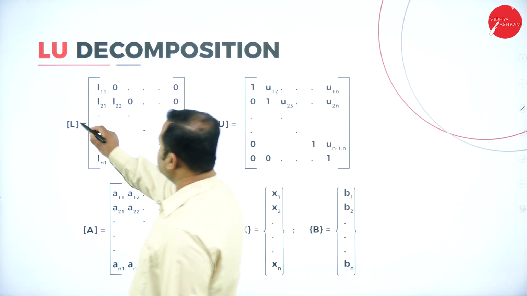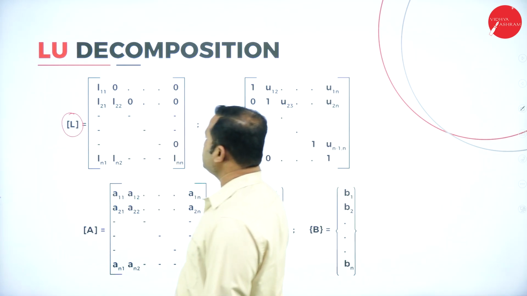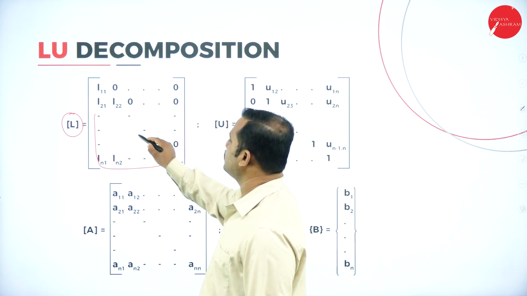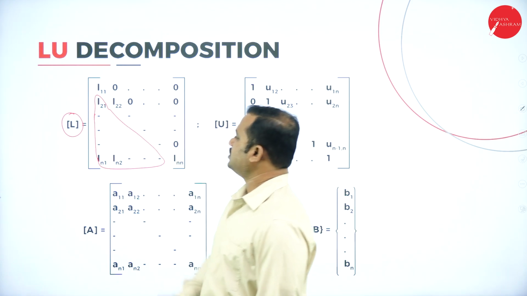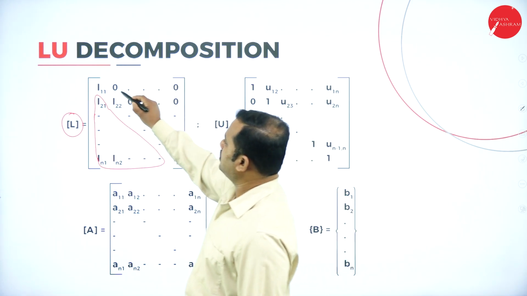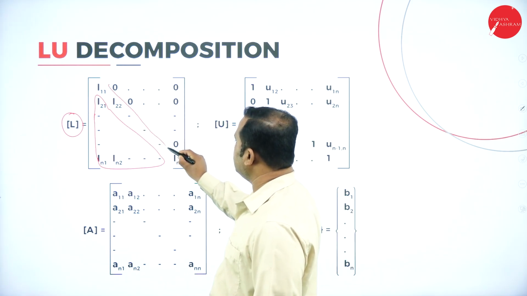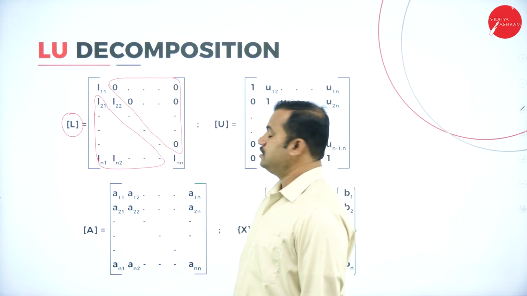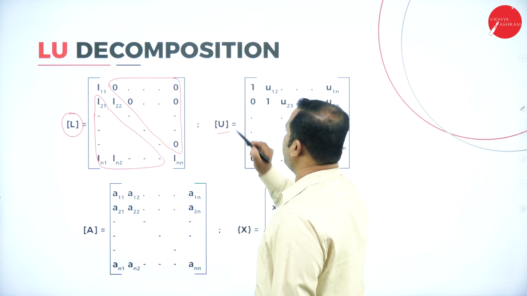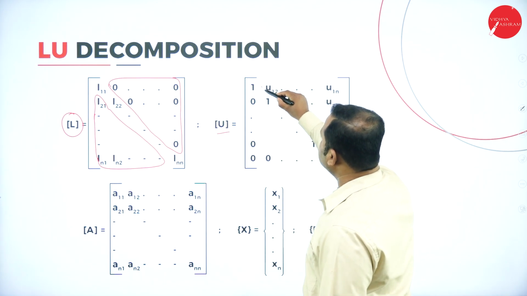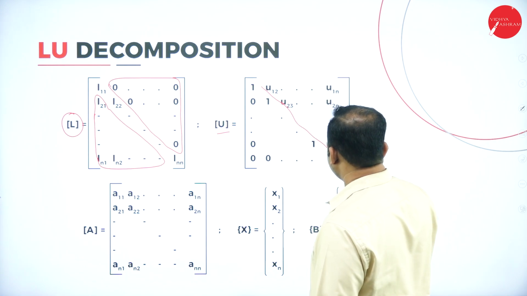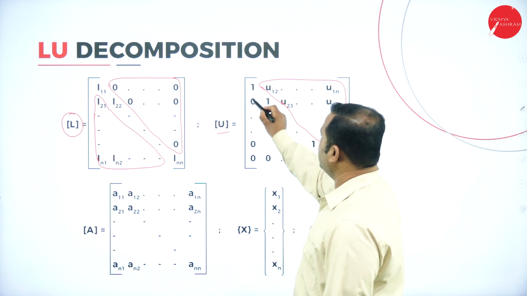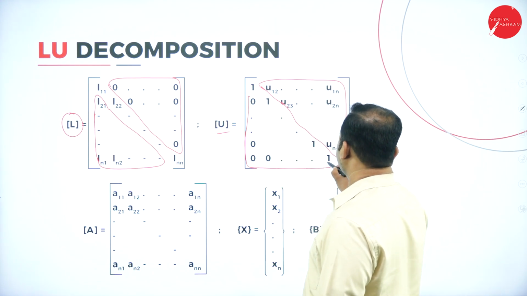See here, this corresponds to the lower triangular matrix, wherein you have the non-zero elements in this section, whereas these are zeros here in the lower triangular matrix. Next, in the upper triangular matrix, we have the non-zero items in the upper part and zero terms in the lower part.